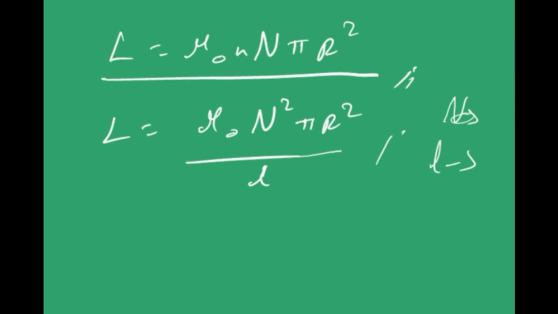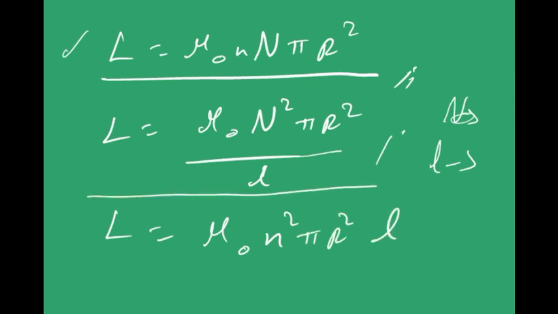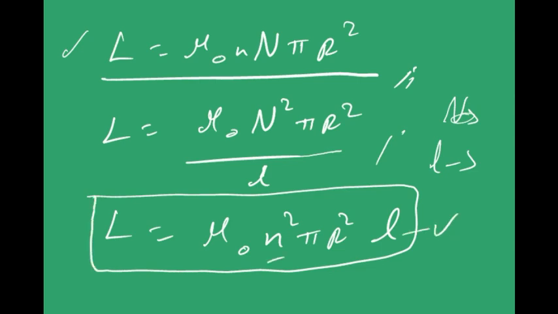Or I'll better write this equation in another form: mu naught n square pi r square into l. This will do it, because mu naught is constant, number of turns per unit length is also constant, and here you have l. So as the length increases, the inductance also increases. Hope everything is clear till now.